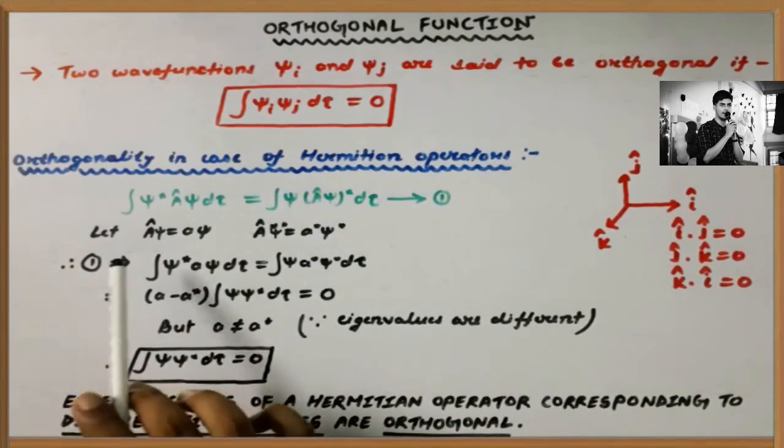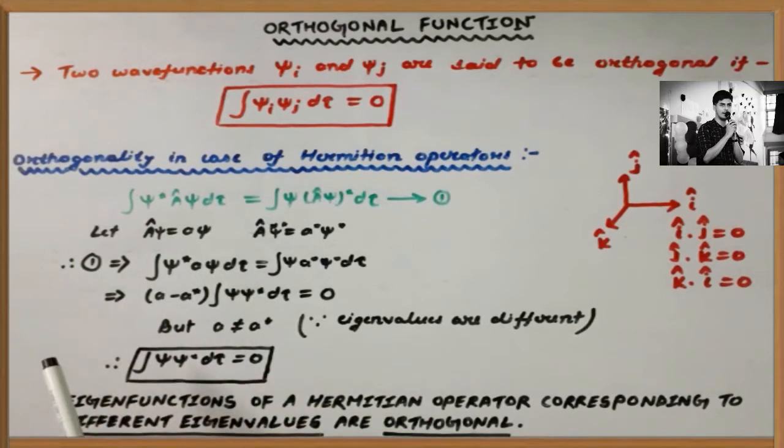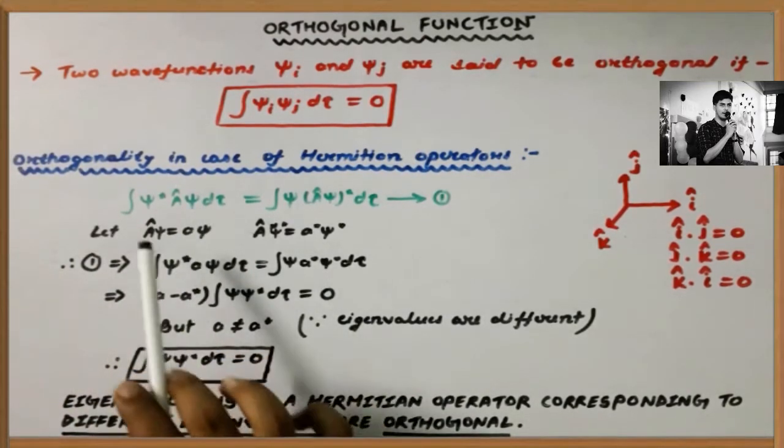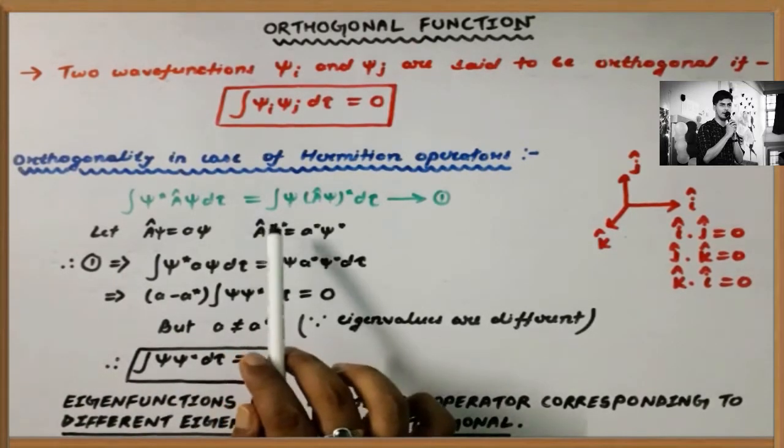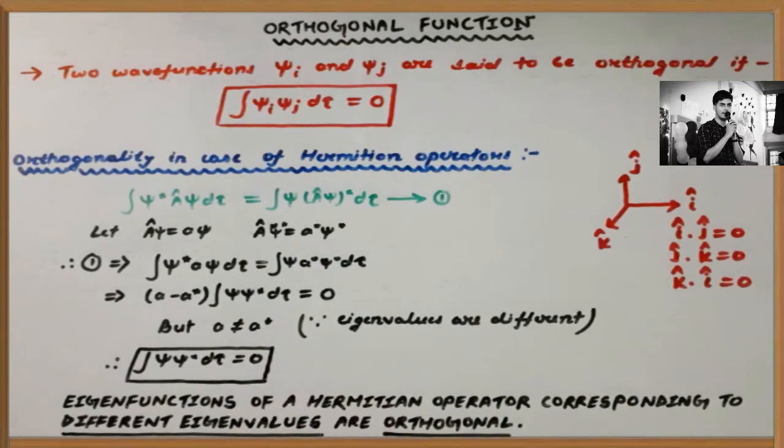Now let A cap psi equal a psi, which is an eigenvalue equation, where psi is the eigenfunction and small a is the eigenvalue. Again, A cap star psi star is equal to a star psi star. This is another eigenvalue equation where a star is a different eigenvalue. That means a and a star are not equal; these eigenvalues are completely different.